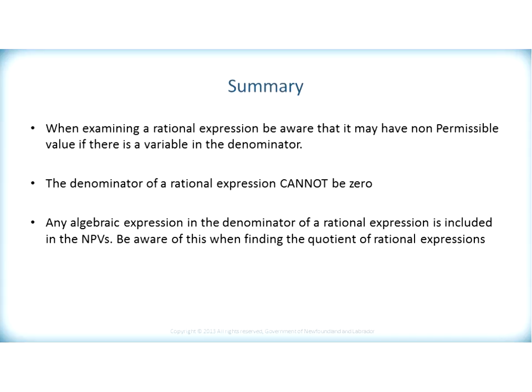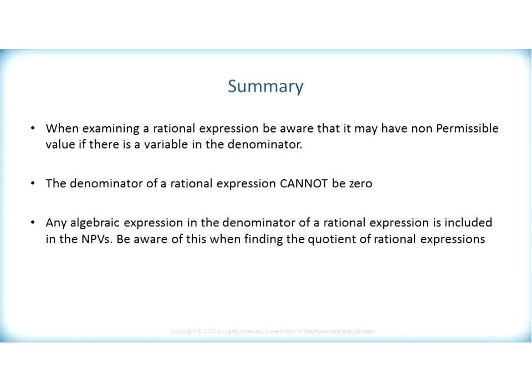So in summary, when examining a rational expression, beware it may have non-permissible values if there is a variable in the denominator. The denominator of a rational expression cannot be 0, since that would give us an undefined expression. And any algebraic expression in the denominator of a rational expression is included in the NPVs. And we must be aware of this when we're finding the quotient of rational expressions, especially when we're dividing rational expressions.